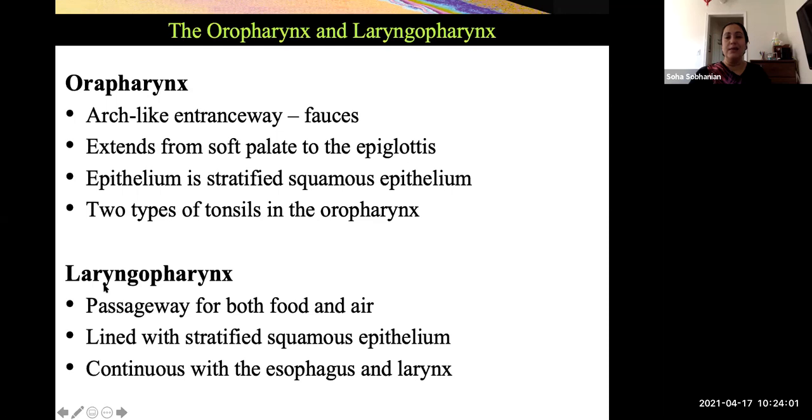And then lastly is your laryngopharynx, which is basically a passageway for both air and food. It is also lined with the same type of cell, a stratified squamous epithelium. After the laryngopharynx, you will have 2 paths to take. You can either go down the esophagus, which is associated with your digestive system, so food continues down to the stomach, or it can go to the larynx, which is associated with your air, hitting the vocal cords, and continuing down the trachea and eventually reaching your lungs.